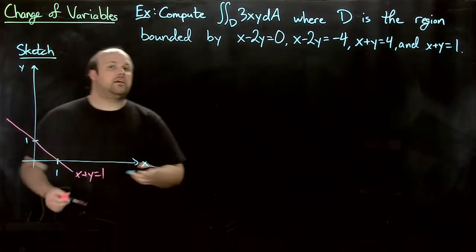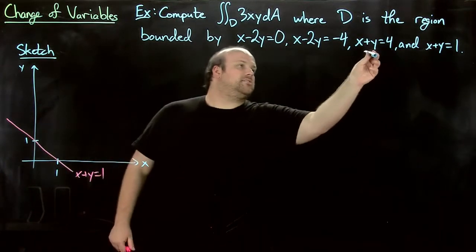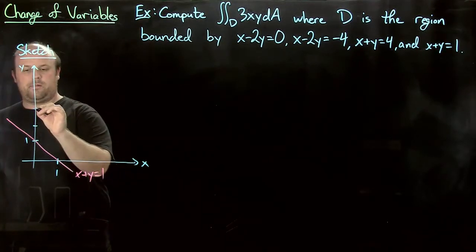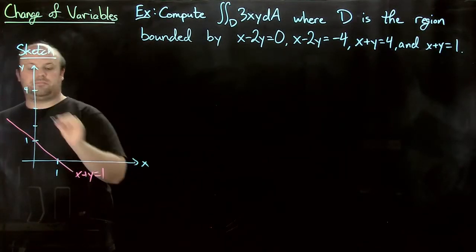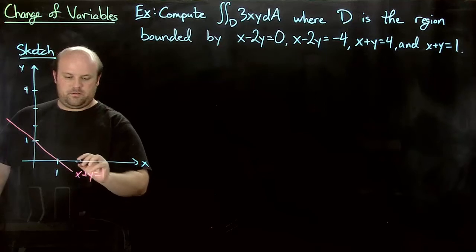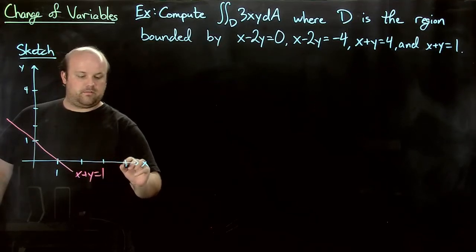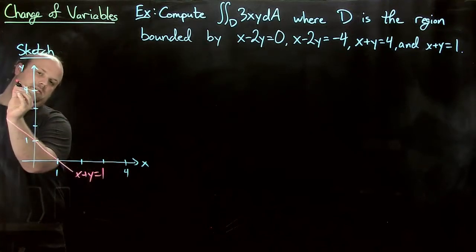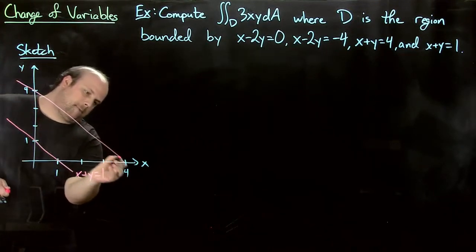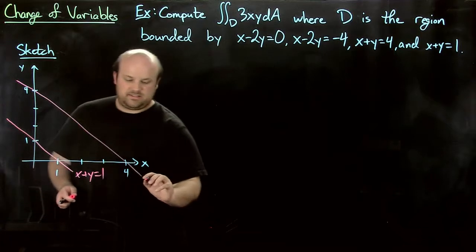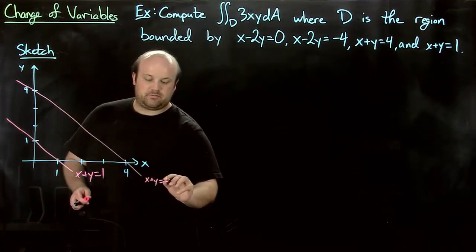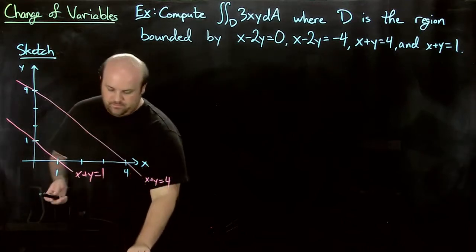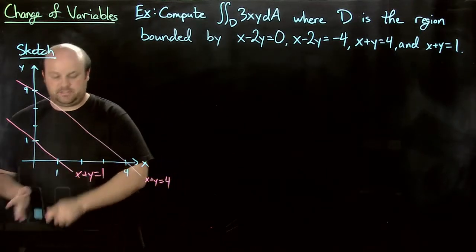Then, if we go to the next line, which is parallel to it, x plus y equals 4, we're going to have the same thing, just moved up to 4. 1, 2, 3, 4. So we get this parallel line. And this is x plus y equals 4 down here. All right. And now we've got to graph the other two lines.